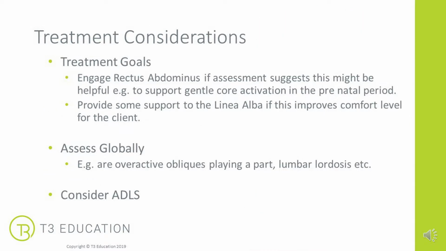There are many treatment considerations for clients with diastasis. You may want to engage the rectus abdominis if assessments suggest that might be helpful, and that gentle core activation helps relieve some of the client's painful symptoms. Providing some support to the linea alba itself can improve the comfort level for the client. But remember, assess globally. For example, are overactive obliques playing a part, or lumbar lordosis? And will soft tissue release help with recruitment of the abdominals or relieving some of the pain symptoms for the client?